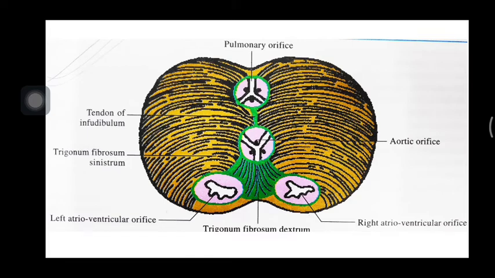These interconnected fibrous rings form the skeleton of the heart because they provide the attachment to the atrial and ventricular musculature. Also, they support the valves of the heart and give attachment to the aorta and pulmonary trunk. The fibrous skeleton disturbs the continuity between atrial and ventricular muscles because we can see very well that this is positioned between the atria and ventricle. So it creates a discontinuity between atrial and ventricular muscles.